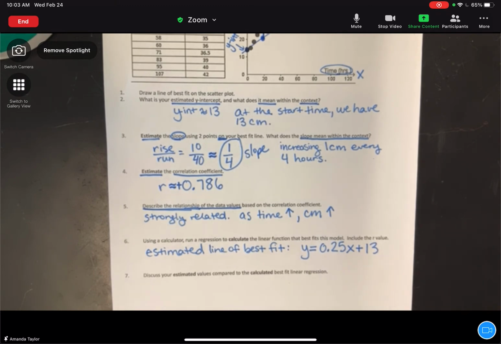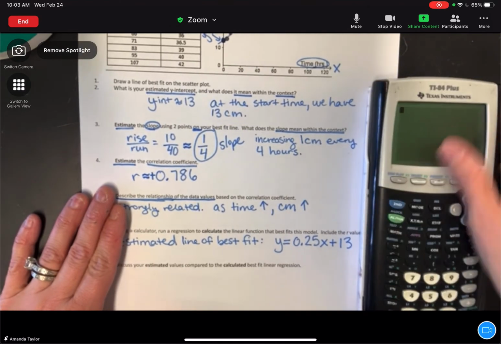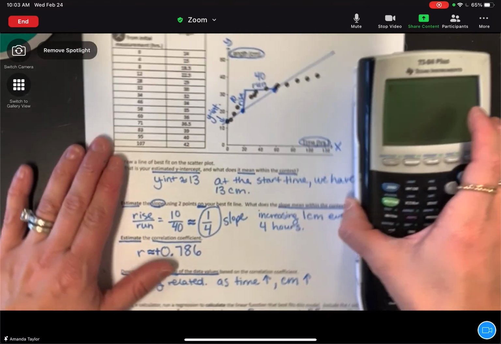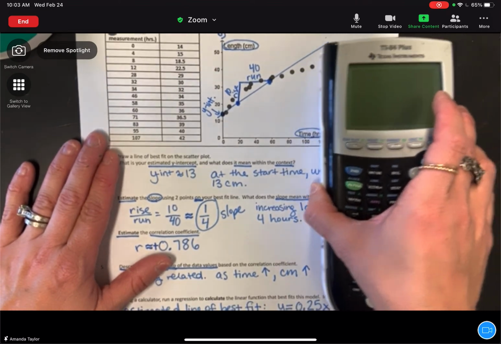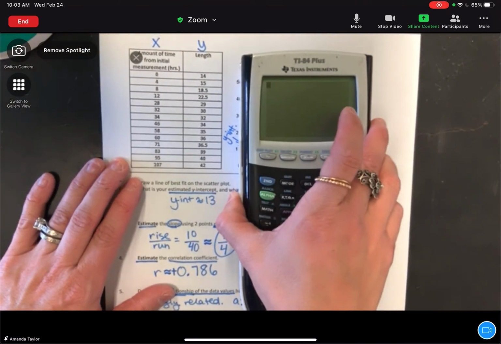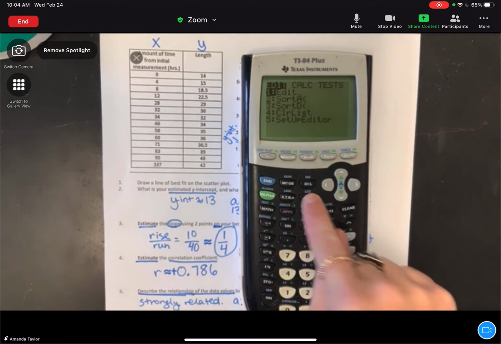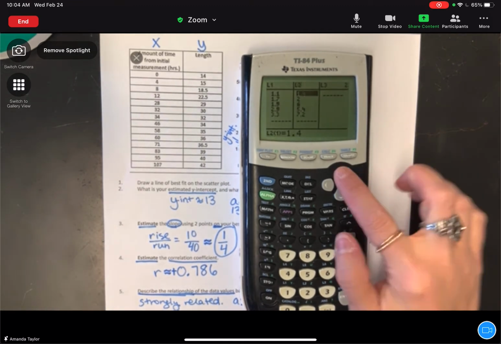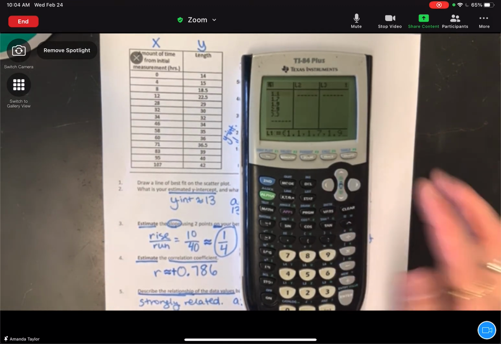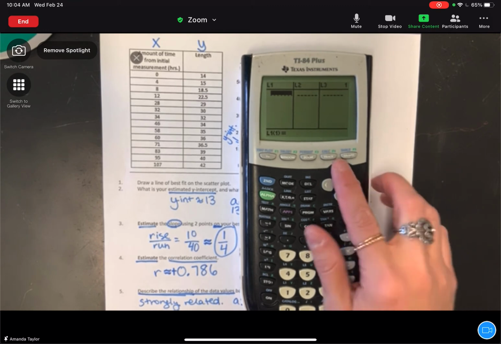Do you remember how to do this? Okay, so I got my calculator. Here's my table. Where do I start? Go to stat and then edit. I need to clear these out, so I'm going to go up to the list and hit clear, enter.